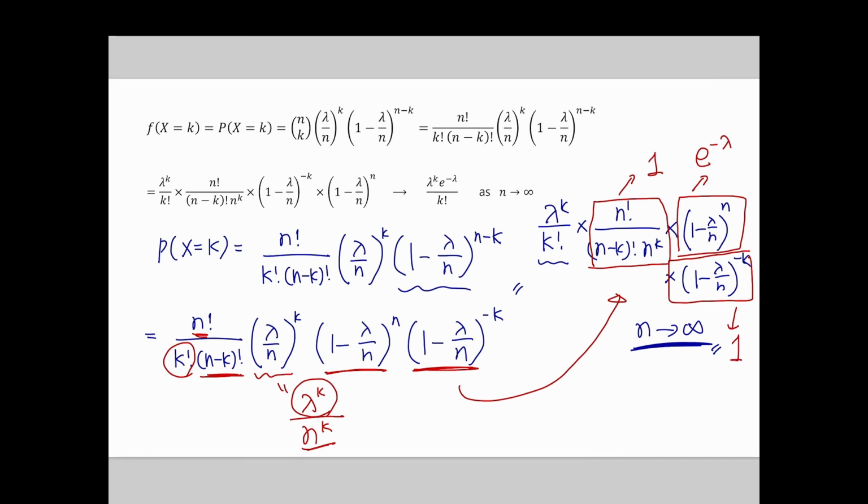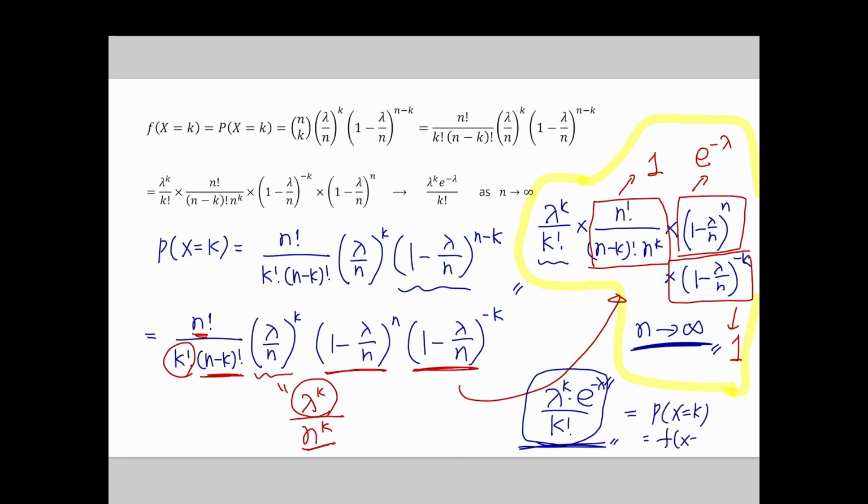Okay, so the PMF value goes lambda to the k over k factorial times e to the minus lambda, like this. Okay, so you can get the following: the Poisson distribution PMF value when x equals k, and x follows Poisson lambda.